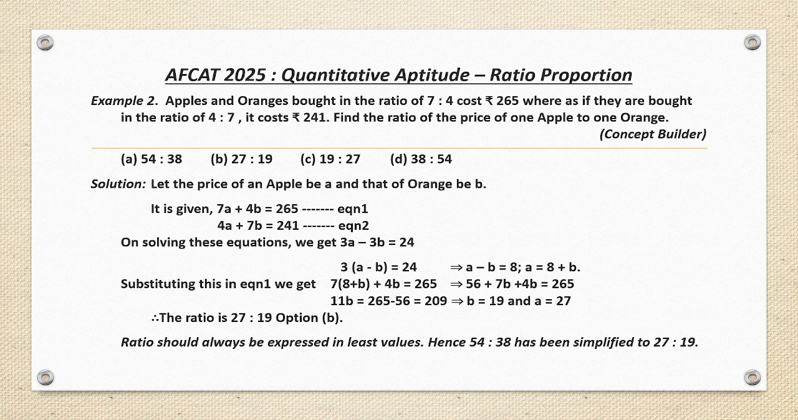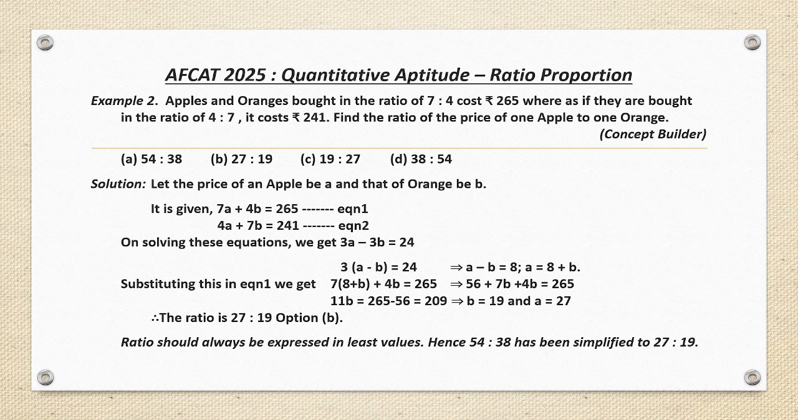Now simply solve them. Deduct the second equation from the first equation. So we get 7A minus 4A plus 4B minus 7B is equal to 265 minus 241. So 3A minus 3B is 24. Take 3 common. So A minus B is equal to 24 divided by 3. So A minus B is 8. That means A is 8 plus B.